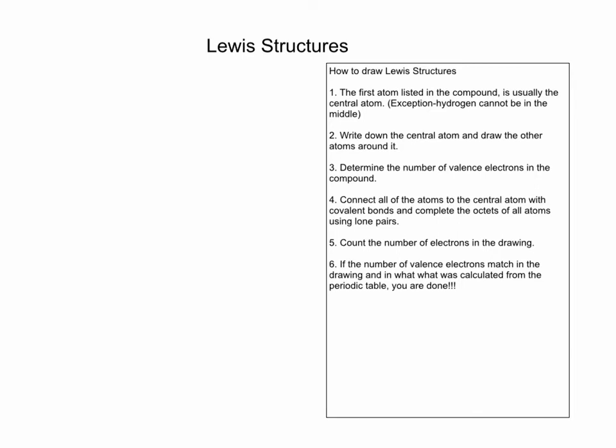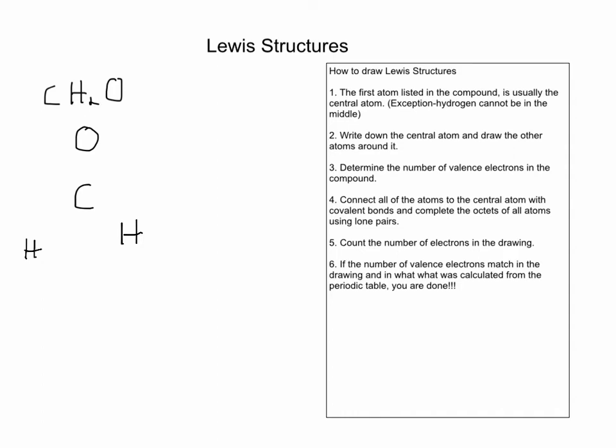Let's try another example. This time we'll find the Lewis structure of carbon dihydrogen monoxide. So we'll start with rule number 1. The first atom, in this case carbon, is going to be in the middle. And then around it, we put our other atoms. Again, these atoms we're going to put as far apart from each other as they can because the electrons around them repel.